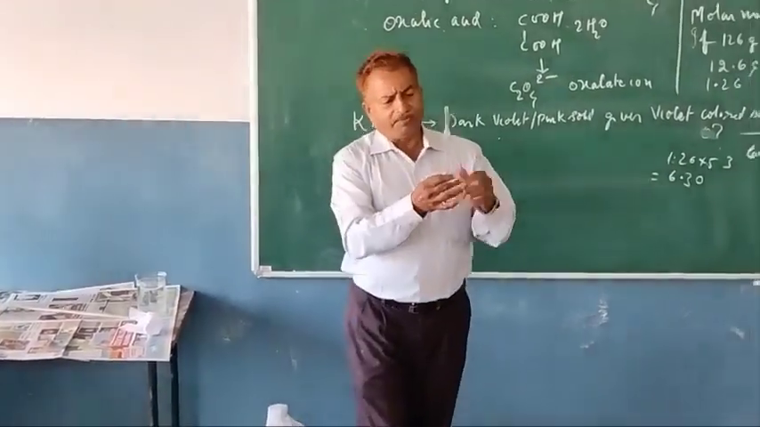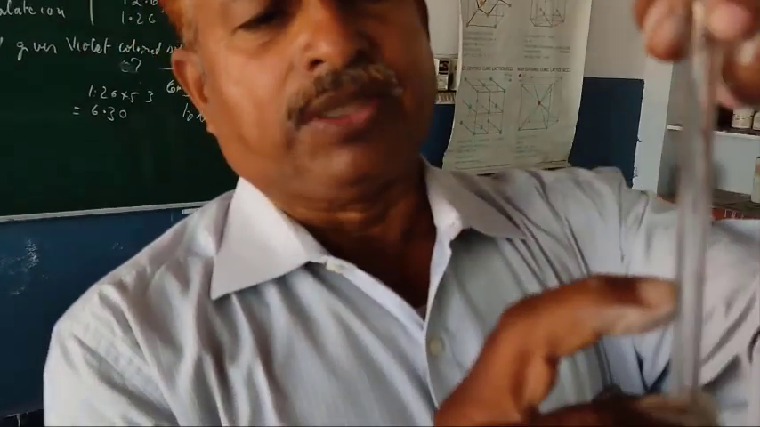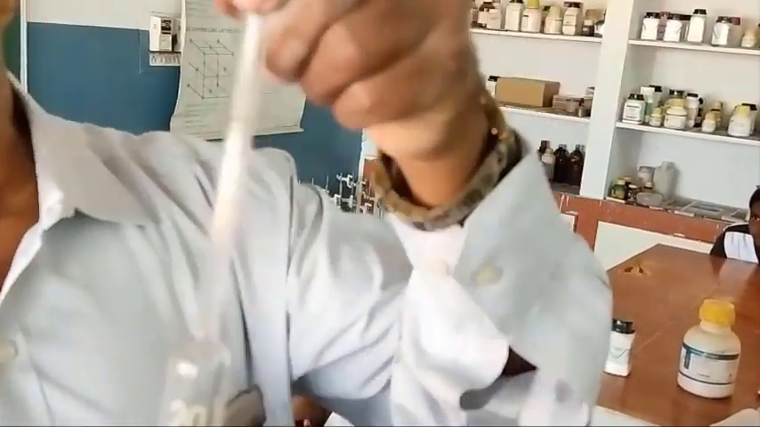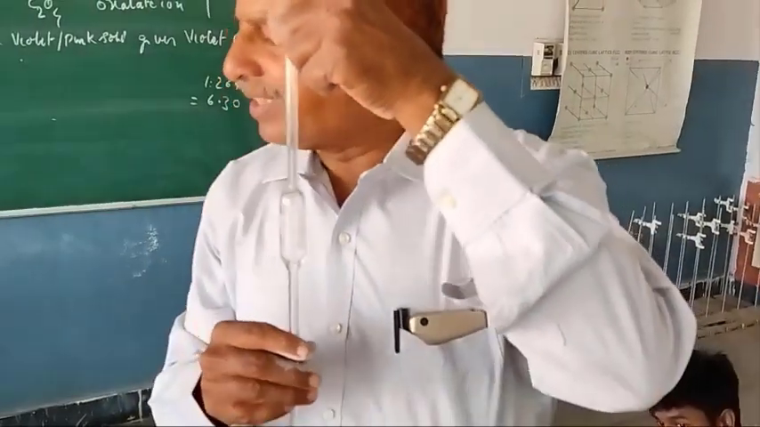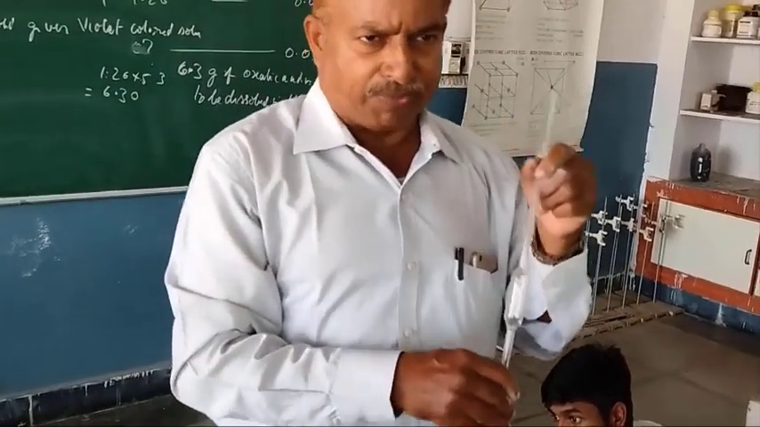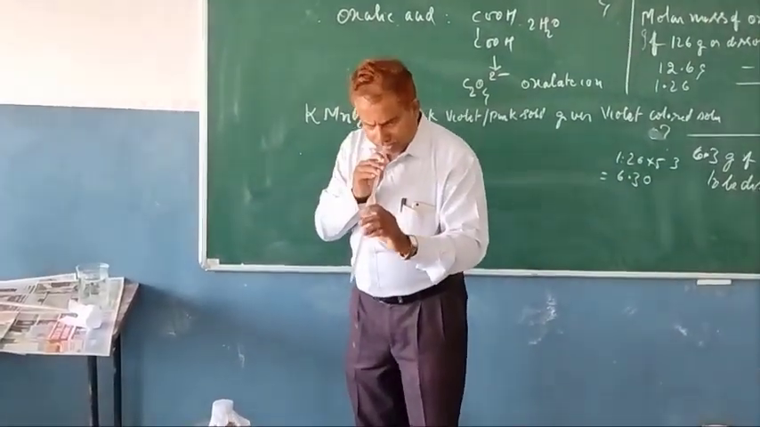See here on the pipette there is a marking. If you bring the liquid solution or water up to this marking, it is understood that the volume is 20 ml. So this is a 20 ml pipette. There will be 10 ml pipettes, 25 ml pipettes also. So this is a 20 ml pipette. Now hold it, suck.